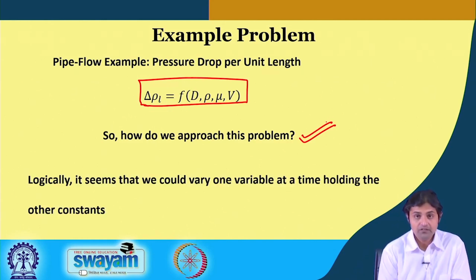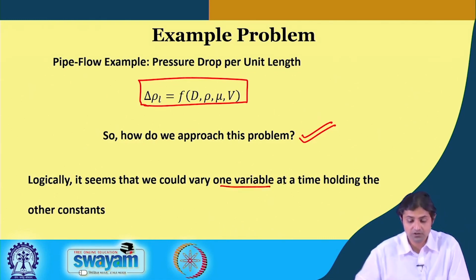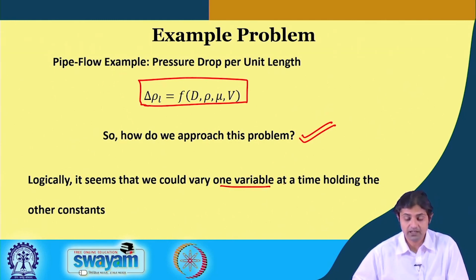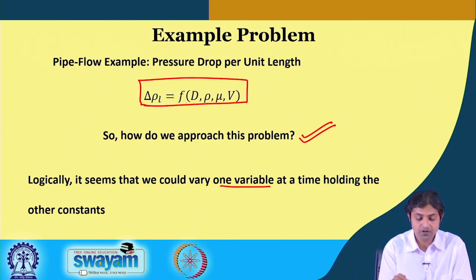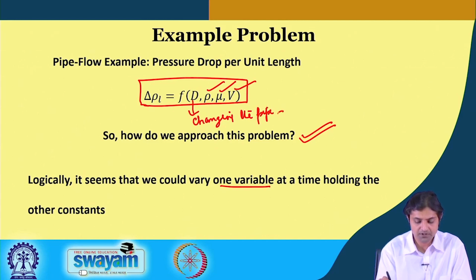Normally, if we want to conduct experiments, it is very logical that we can vary one variable at a time and hold the others constant. So, we have an apparatus set up in the lab. For a particular value of density, a particular value of mu, and a particular flow velocity, we can keep on changing the pipe diameter.